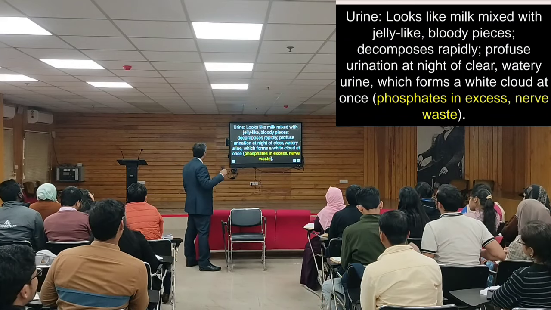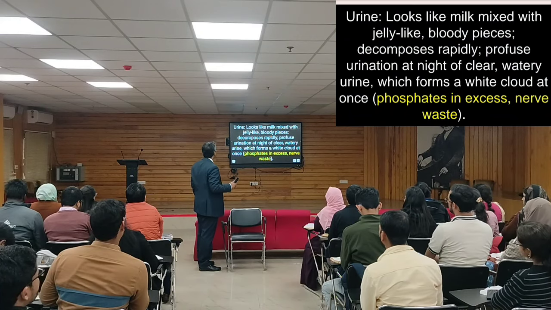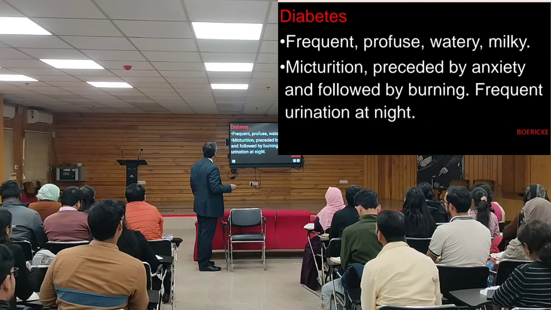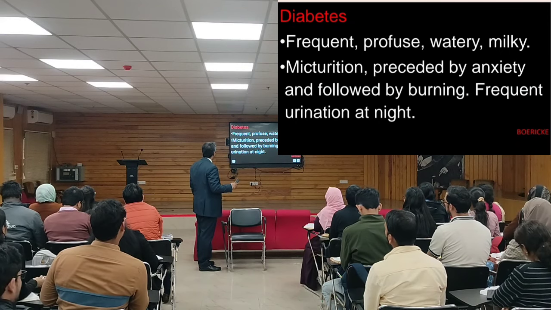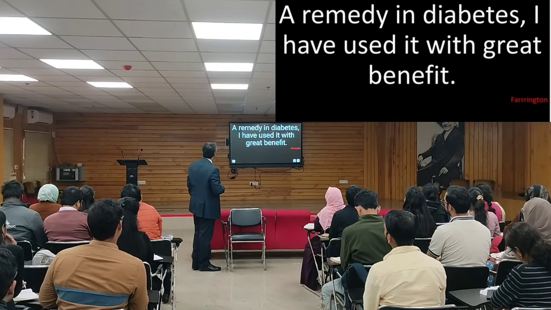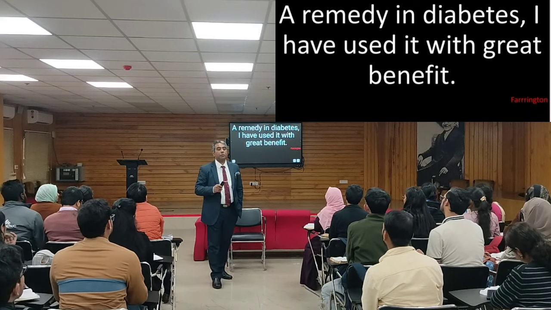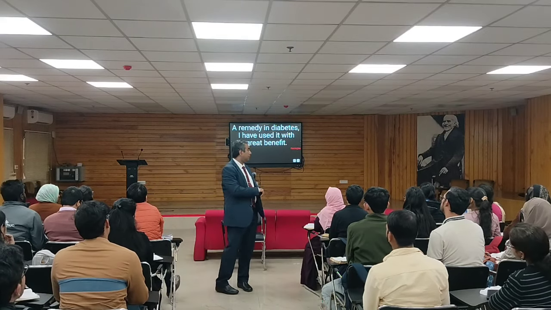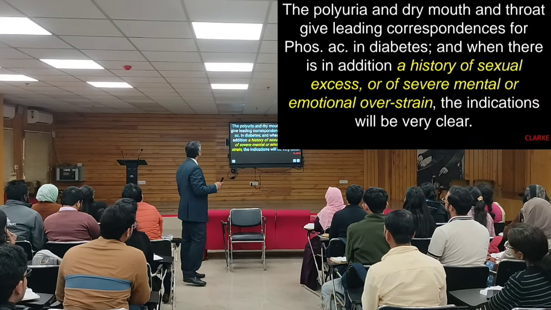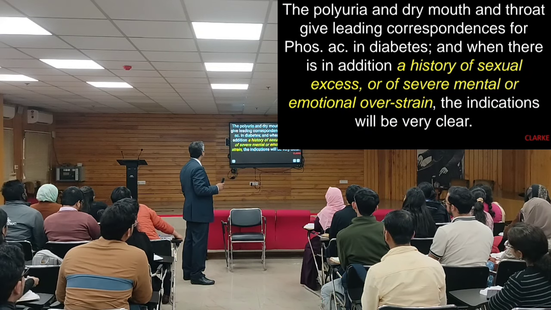Decomposes rapidly. Profuse urination at night of clear watery urine, which forms a white cloud at once. Frequent, profuse, watery, milky, preceded by anxiety, followed by burning. Farrington says, I have used it for diabetes with great benefit. Polyuria and dry mouth and throat give leading correspondence for acid phos in diabetes.